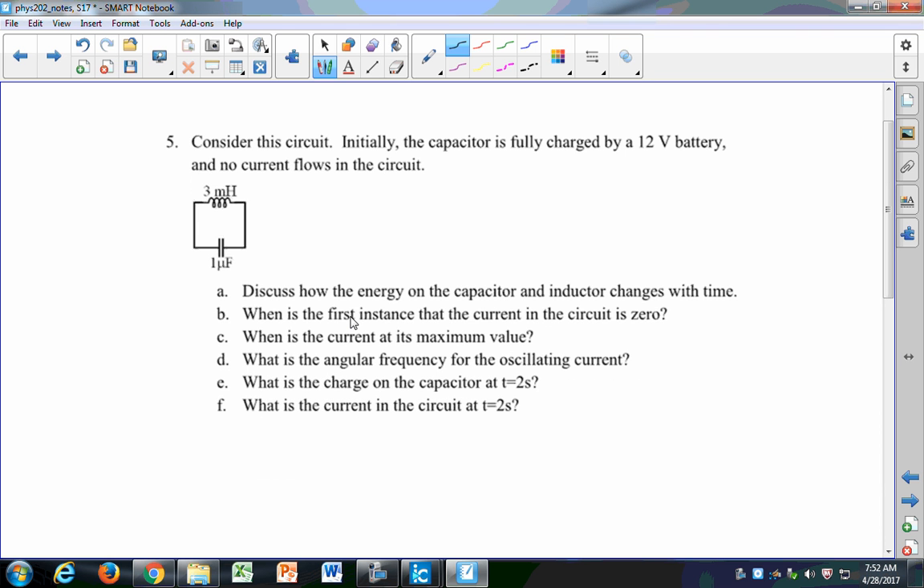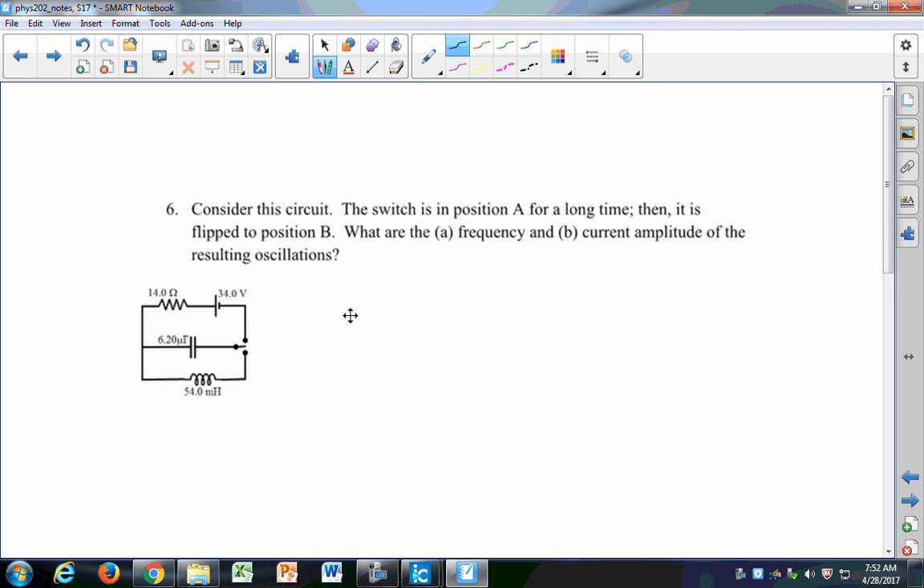Here's one about the LC circuits, inductor capacitor circuits. About the energy, how that changes with time, the frequency, the charge at particular times. And then here's an RLC. Oh, actually, no, let's see. Oh, no, so yes, this one's okay. What we have here is we're actually charging up the capacitor with a 34-volt battery, and then we're really just dealing with an LC circuit. So this one's still okay as far as tests.